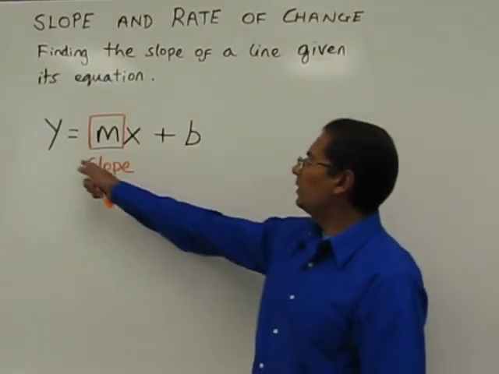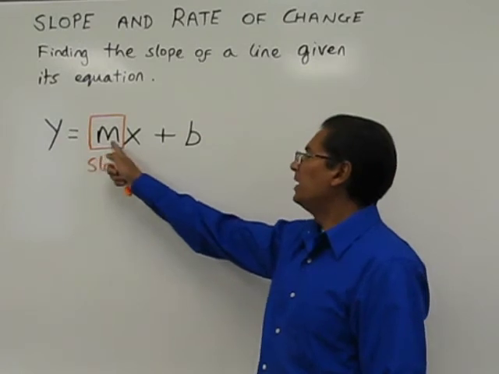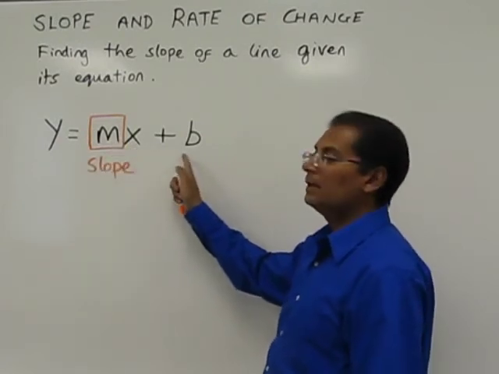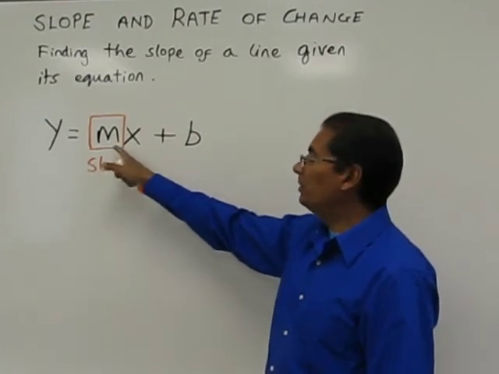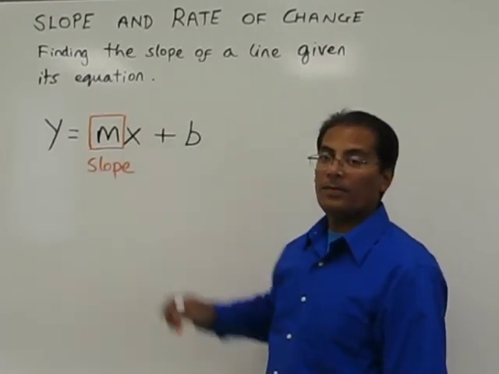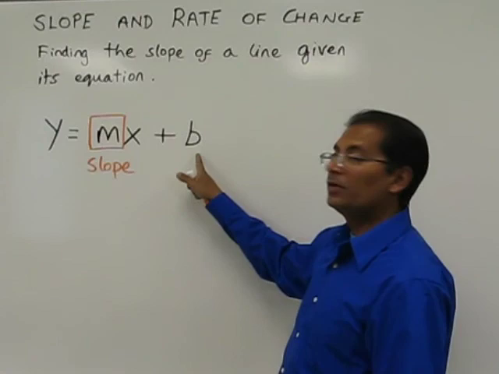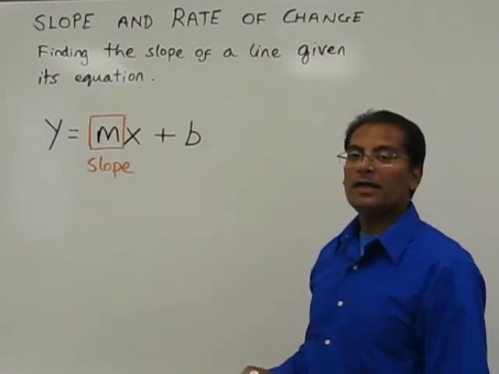Thus, if we have an equation in the form y equals mx plus b, that coefficient on x, that number in front of x, will always be the value of the slope. b is the vertical intercept. We'll talk about that shortly.